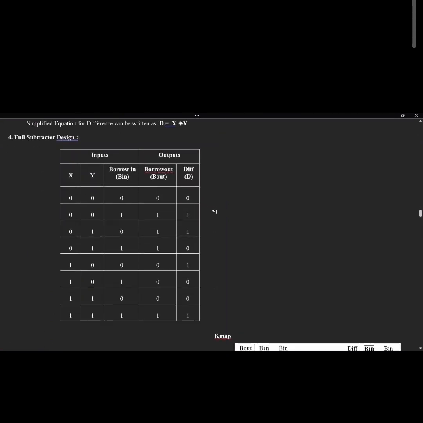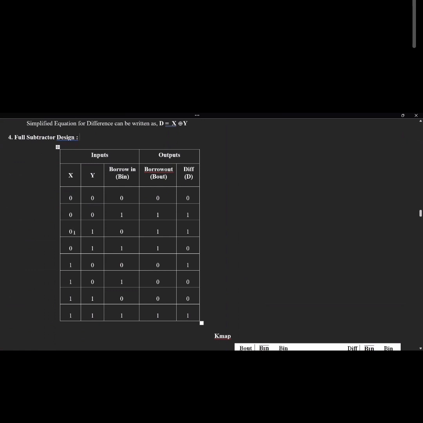Next is the full subtractor. This is the same as the full adder. Here we give 3 inputs, and borrow out and difference are the outputs. Difference is the same: if any of x, y, borrow in is 1, then we get difference as 1. But borrow out is quite different, because if x is 0, y is 0, and borrow in is 1, we can't subtract 0 minus 1. We get borrow out as 1 because we are subtracting a higher value from a lower value.